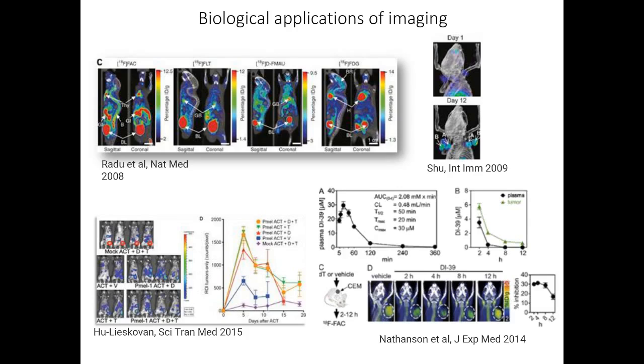The upper right-hand side is looking at immunology, cell trafficking of immune cells. And the bottom left is also looking at cell trafficking of immune cells, but using optical imaging. And then the bottom right is actually looking at pharmacodynamics, the ability of imaging to allow one to see the effects of drugs in real time.